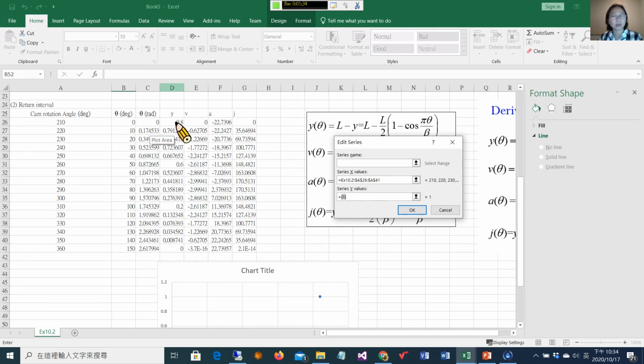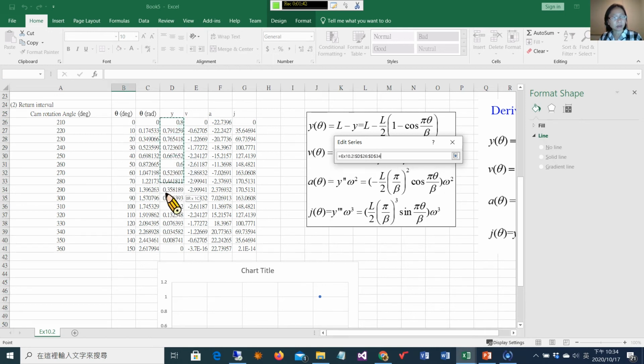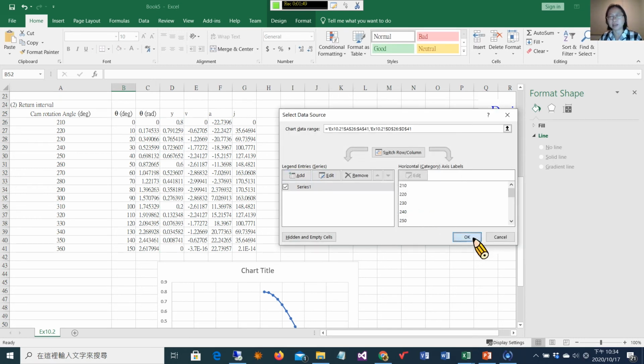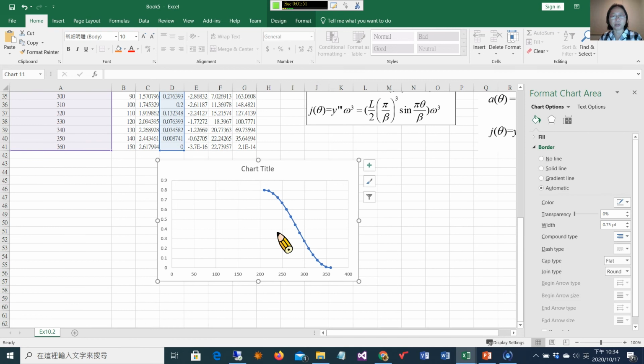So now we need to show the displacement. So I select D26 to D41 and enter OK. OK again. So I can show the diagram here.